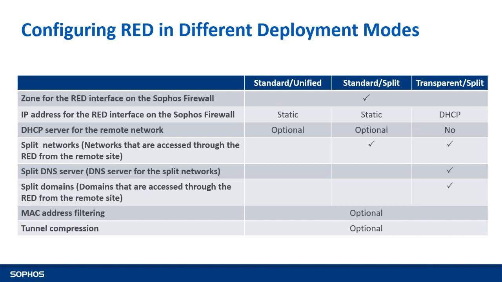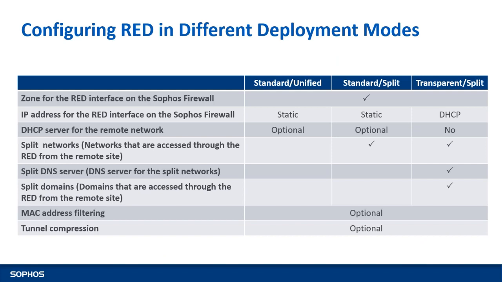The configuration required when deploying RED in the different modes is slightly different and is summarized in this table. Both standard modes have a similar setup. You can statically set the IP address for the RED interface, Sophos Central, and firewall, and optionally you can provide a DHCP for the remote side of the tunnel.